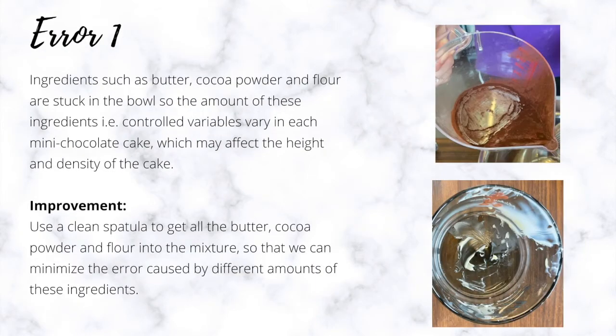The first possible error is that ingredients such as butter, cocoa powder, and flour are stuck in the bowl, so the amount of these ingredients varies in each mini chocolate cake, which may affect the height and density of the cake. To improve this, use a clean spatula to get all the butter, cocoa powder, and flour into the mixture, so that we can minimize the error caused by different amounts of these ingredients.